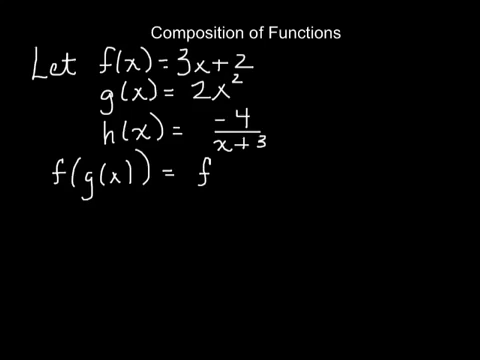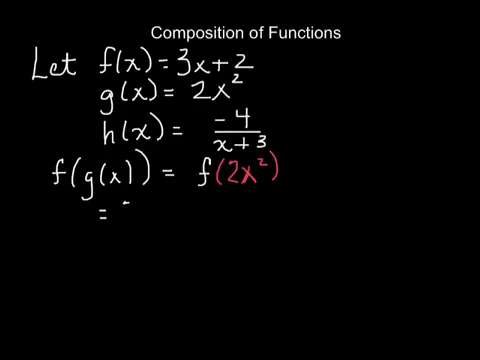So here's my function f, and I'm going to put into it g of x, which is 2x squared. Now this is not multiplying it, this is replacing the x of my f of x with g of x. So everywhere there's an x in my f, I'm going to replace it with 2x squared.